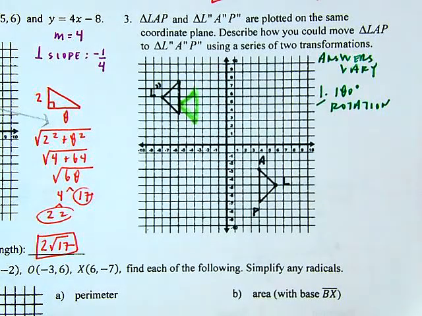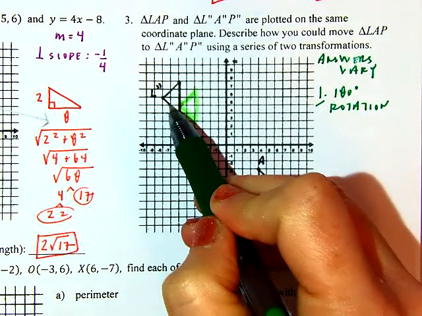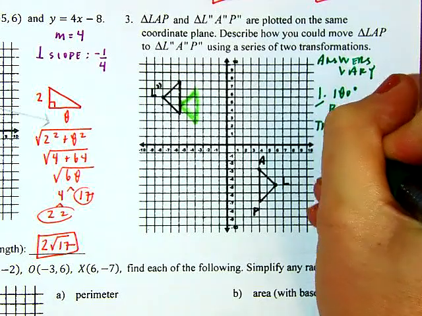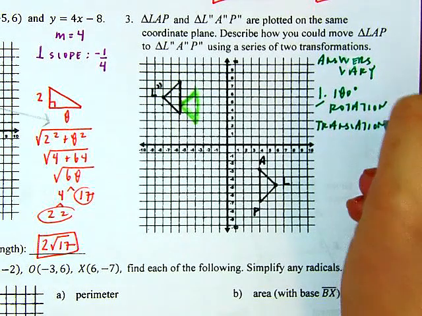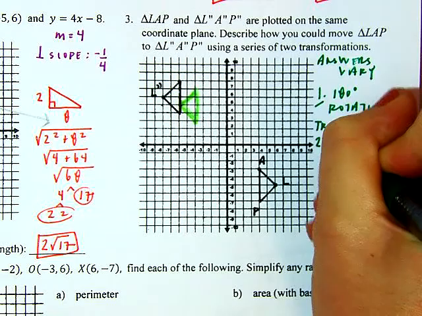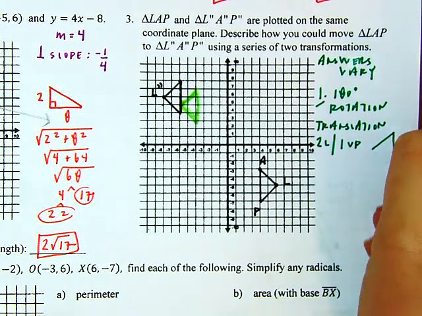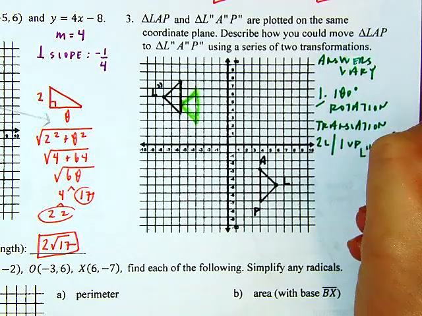And then I have to slide it into its final position. If I follow my L's, I'm going left 2 and up 1. So a translation: 2 left, 1 up. And I usually do a little sketch of what it looks like on the graph. So here would be my L double prime.